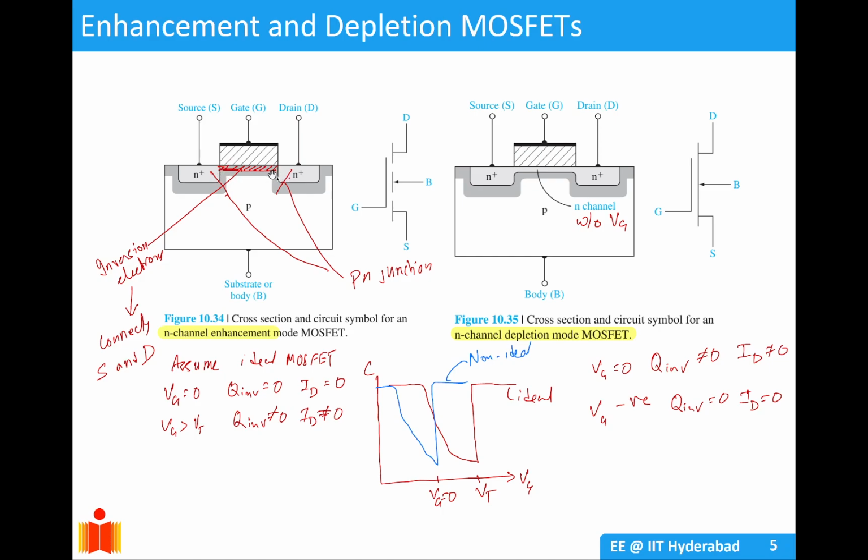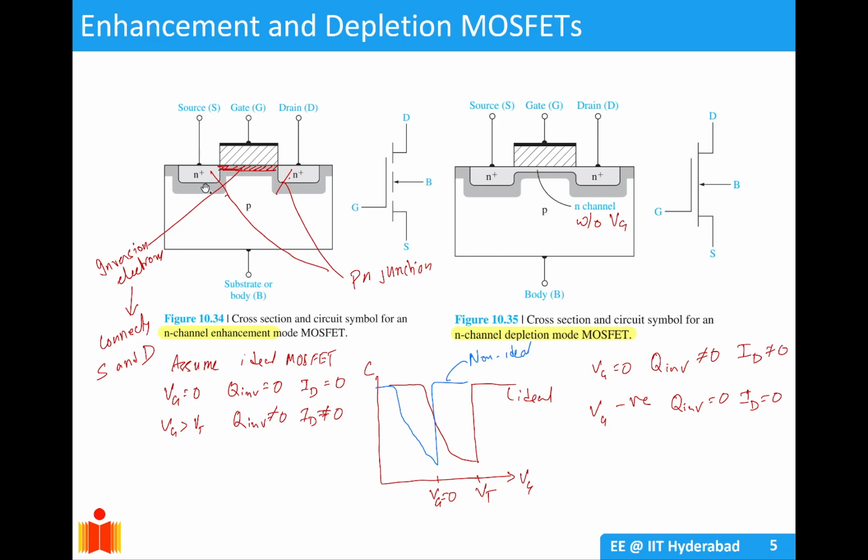So you can see in the enhancement type there is no connection between the source and drain, but in the depletion type there is, by default, a very thin connection between source and drain. Hence you can see in the depletion type MOSFET there's a solid connection between source and drain shown here, whereas broken connections are shown in the enhancement type MOSFET.